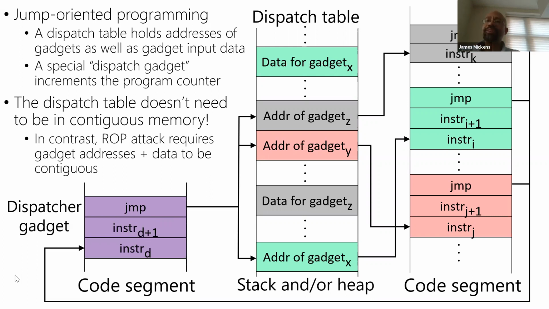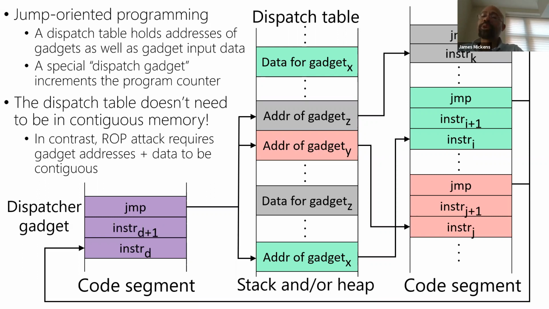And the nice thing is that this dispatcher gadget frees us from the tyranny that we had in the return-oriented attack, which is that all of the gadget addresses and the data had to be contiguous and sitting beneath the stack pointer. But if you can find one of these dispatcher gadgets, okay, well then your life becomes somewhat easier as the attacker.